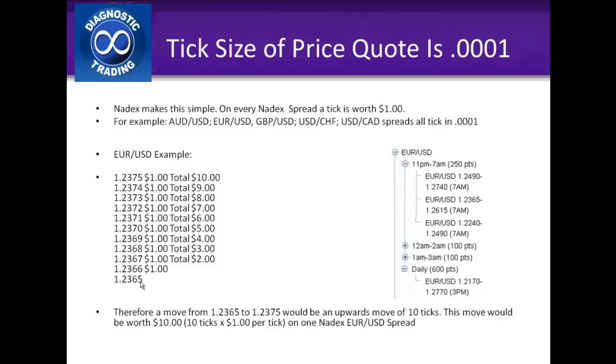1.2365 to 1.2366, that's a 1-tick move. It's worth $1. Right there, it moves another tick, that's $1 more, so that's $2. So if it moved up 10 ticks, that'd be a $10 move, because that's 10 ticks times $1 per tick on one Nadex Euro USD spread.